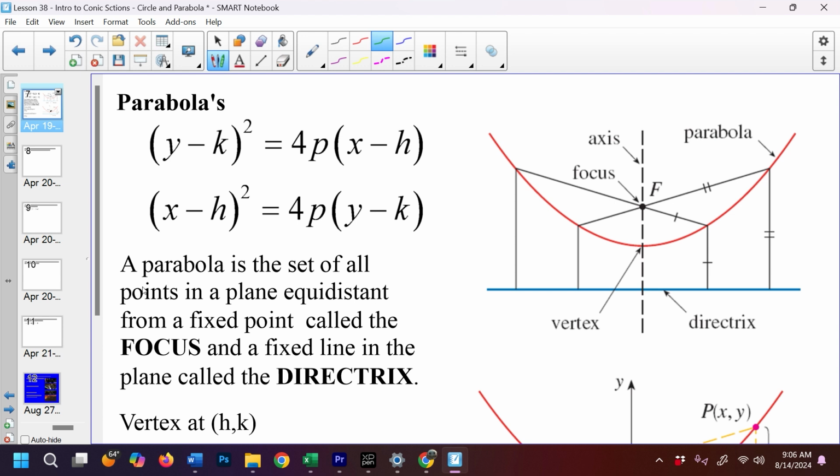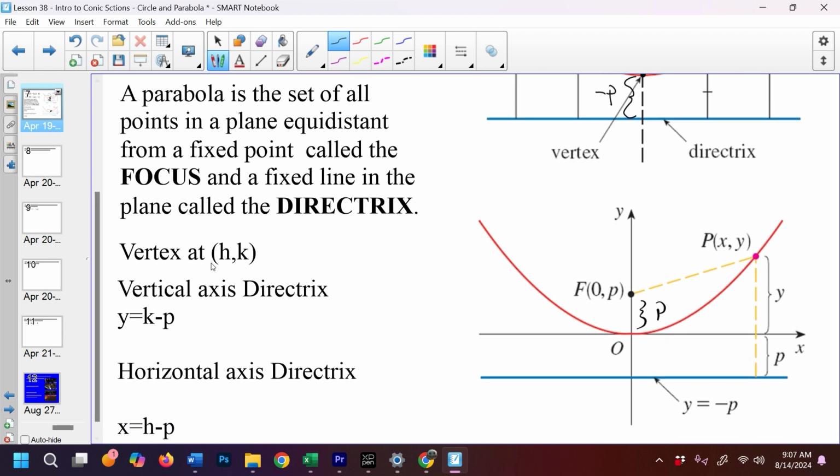But the parabola is the set of all points in a plane equidistant from a fixed point called the focus and a fixed line in the plane called the directrix. So this vertex point right here is your h and your k. And then the distance from that to the focus is p units long. And when I say p, I'm talking about this number right here. And then the distance from the vertex to the directrix is going to be negative p units long. And you're going to measure in that direction.